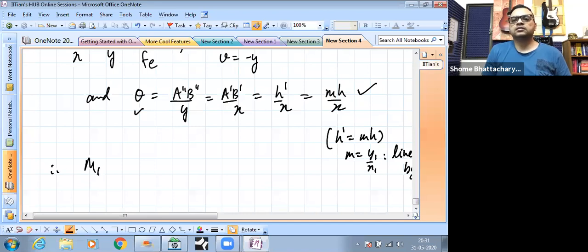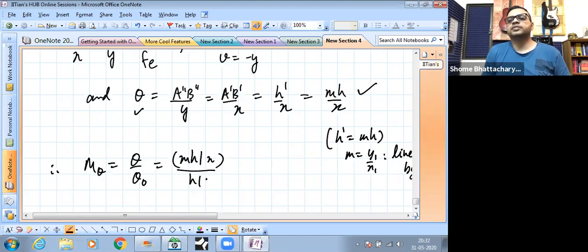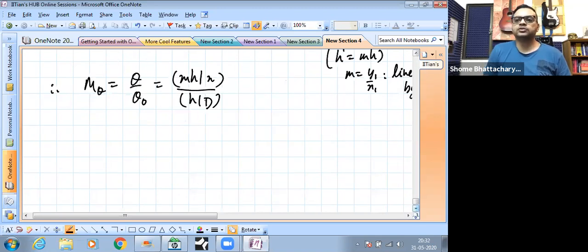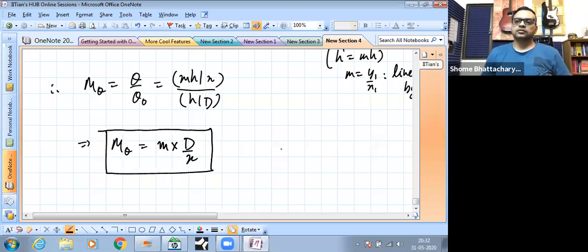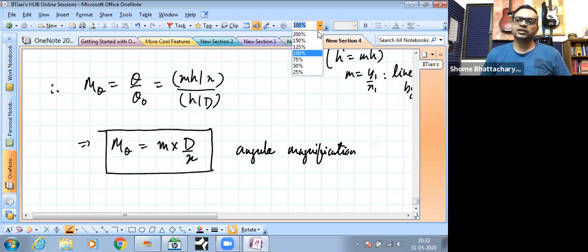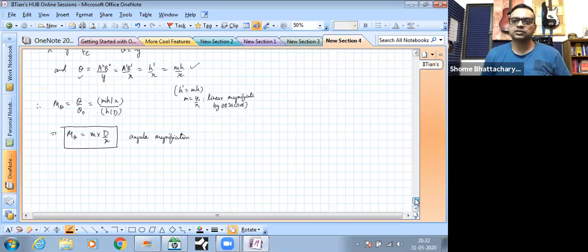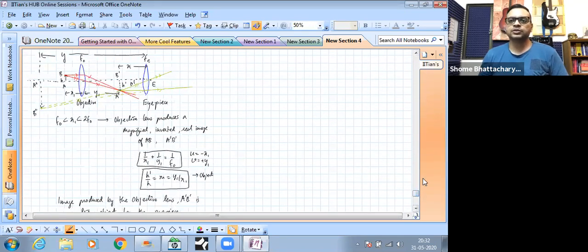So therefore angular magnification becomes theta upon theta naught, which here is mh by x divided by h by d, where theta naught is the maximum angular size you can see without any optical instrument. So the formula of angular magnification is very similar to the formula that we got in the case of the simple handheld lens. It is multiplied by this factor of m, one linear factor of magnification, which is obviously greater than 1. So this is the angular magnification. Again, we can see the conditions that we can apply on x for near field adjustment and normal adjustment, and that will give us the range of magnification that we can achieve using this instrument. Okay. So I'll just give you a bit of time to go through this and understand this properly.